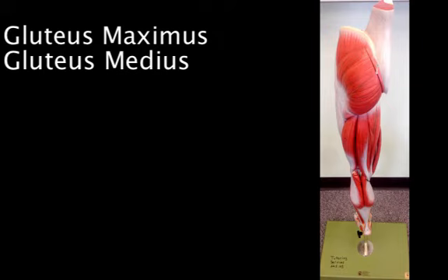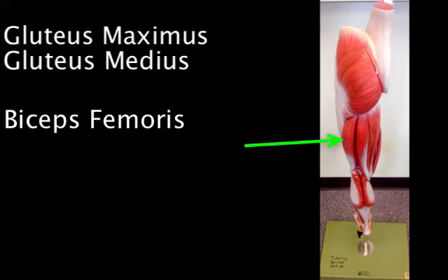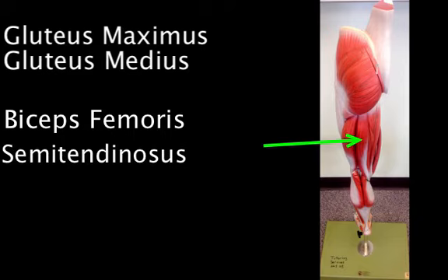Can you please name this muscle at the tip of the pointer? Okay, that is going to be the biceps femoris. And if you can name this muscle at the tip of the pointer, it's the one that runs in and starts to become that tendon. Okay, that's going to be the semitendinosus.